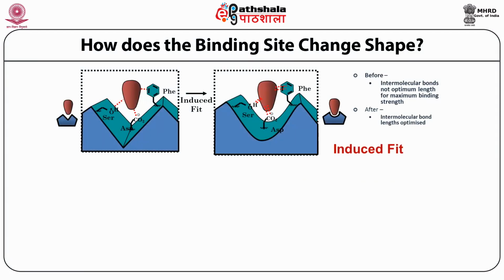Here we discuss how the binding site changes shape. You can see here the site of the receptor where the ligand binds, and it induces some conformational changes. Before, the intramolecular bonds are not of optimum length for maximum binding strength; however, after binding is induced, the bond lengths are optimized.